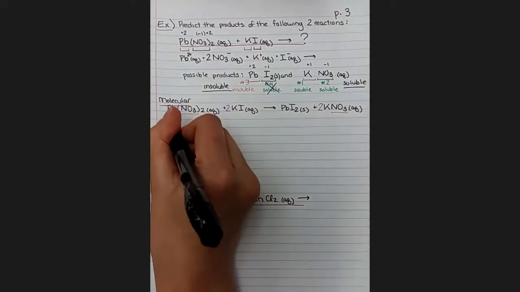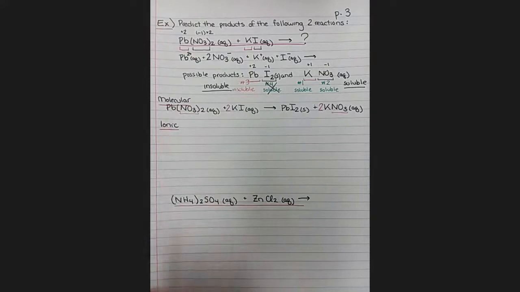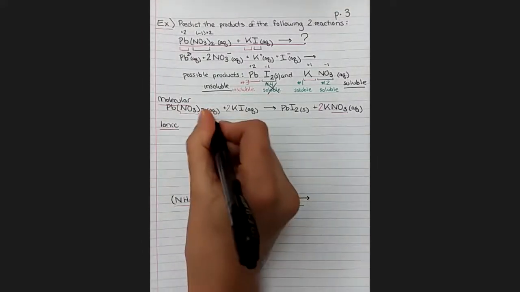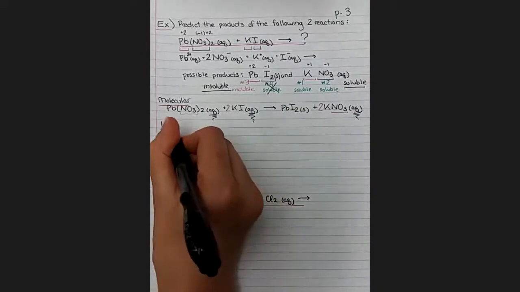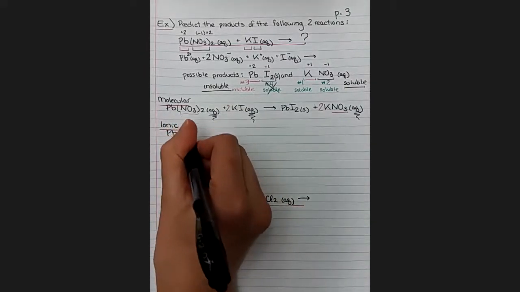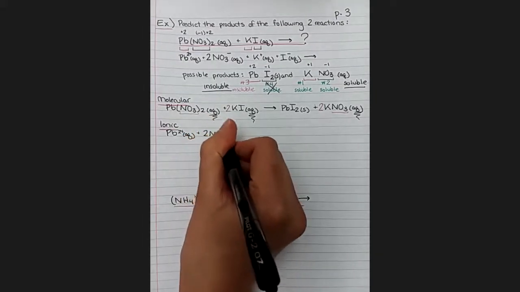We can go ahead and move on to the ionic equation. So the ionic equation makes all of the aqueous compounds into ions. So we're going to have lead 2 plus aqueous. We're going to have 2 nitrates.